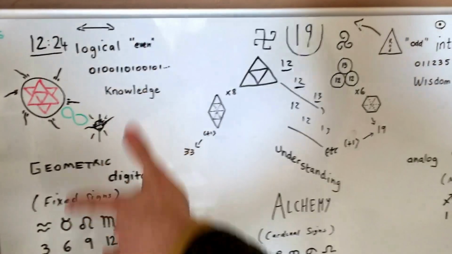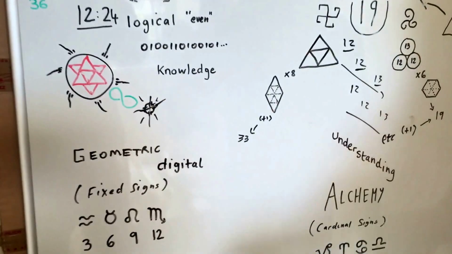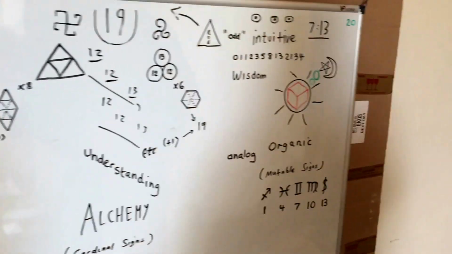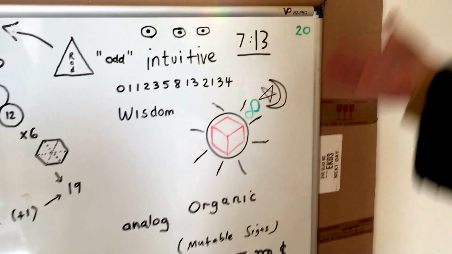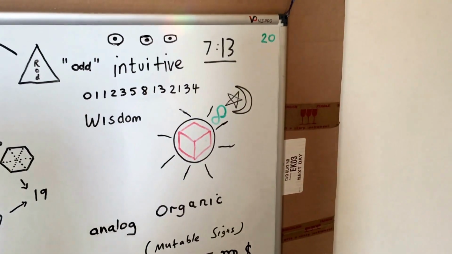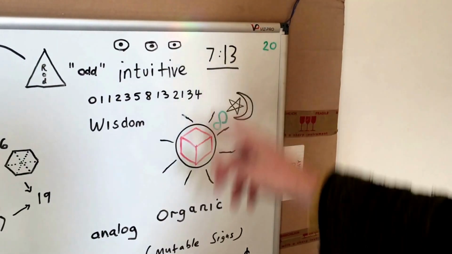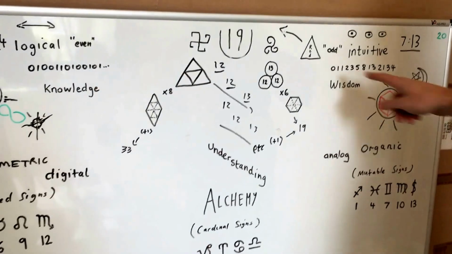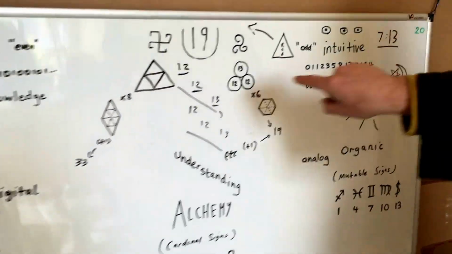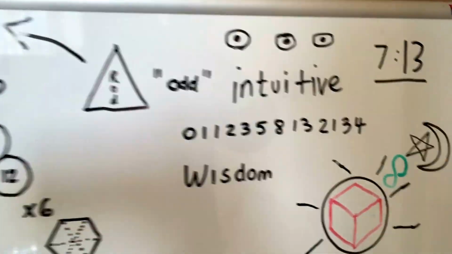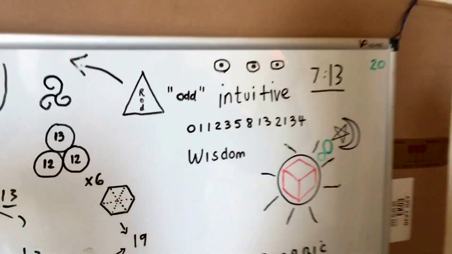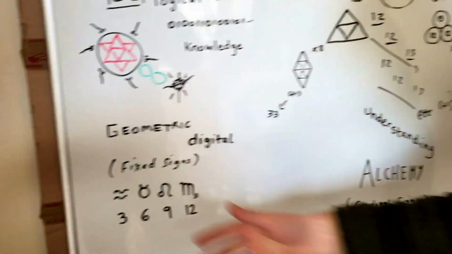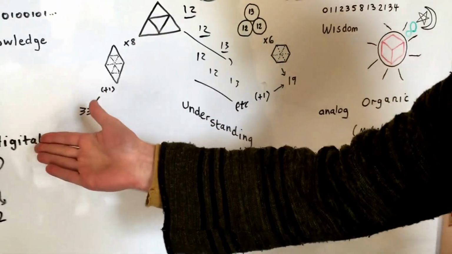12: left brain, masculine, logical, even. 1 0 1 0 1 0. Right brain, intuitive, feminine: 13. Whereas this is knowledge, this is wisdom. And this is like 1 1 2 3 5. It's natural frequency. It's not 1 0 1 0, it's the Fibonacci. This is the organic. This is the geometric. This is the analog. This is the digital.